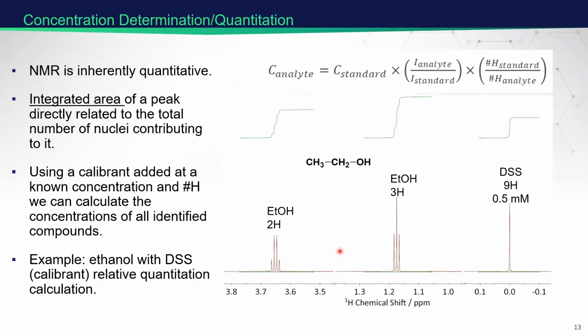And so this is adding yet another layer of information. We have chemical shifts, we have J couplings, and we have ratios of protons consistent within our molecule. Now in a mixture where the concentrations vary, if we have a calibrant that's added at a known concentration, and of course we know the number of protons it has, we can calculate the concentration of any other metabolite we identify in the solution.